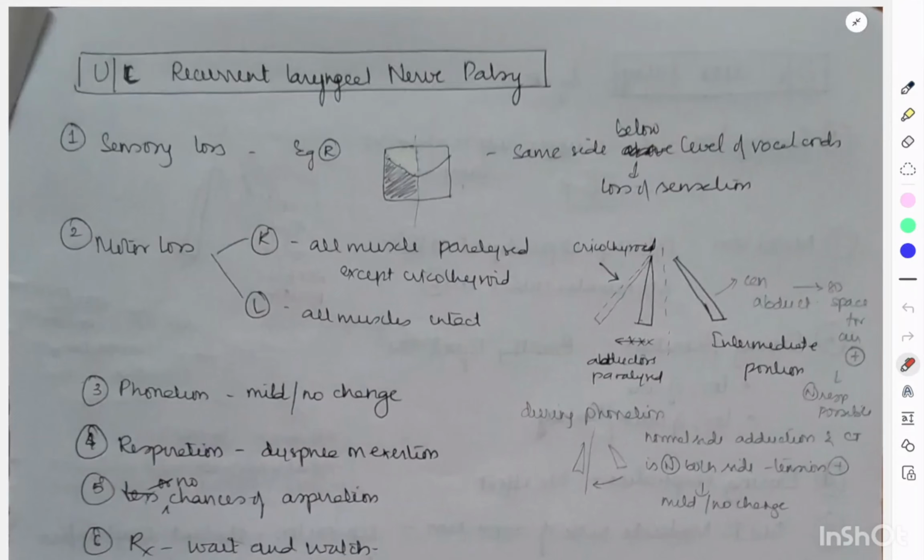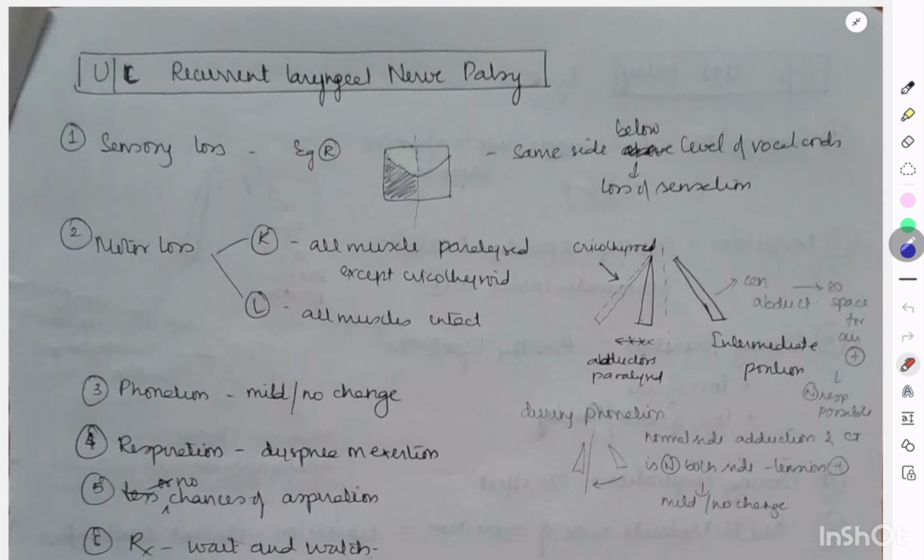Today let's learn about different conditions of recurrent laryngeal nerve palsy or superior laryngeal nerve palsies. This is the second video regarding laryngeal nerve palsy. In the first video we have seen the normal anatomy and the nerve supply of the larynx. So before seeing this video, please see that video once. Let us see different conditions.